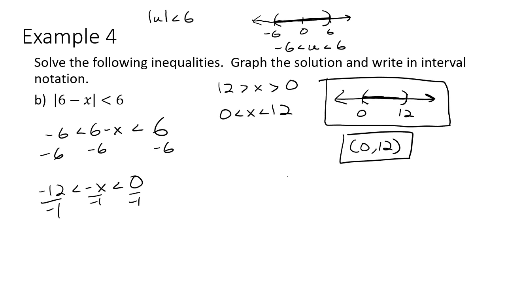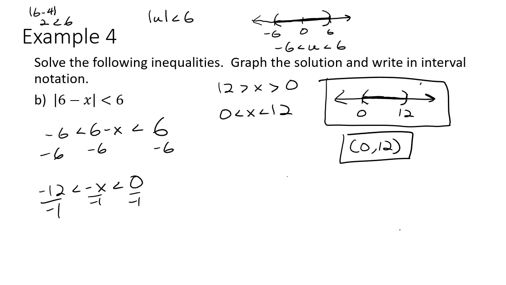By the way, you can always double check your answers by taking a point in this interval. So you want anything between 0 and 12, say like 4, and plugging it back into the original inequality to see if it makes it true. If you plugged in 4, you would get the absolute value of 6 minus 4, which is 2. Is that less than 6? The answer is yes, it works.